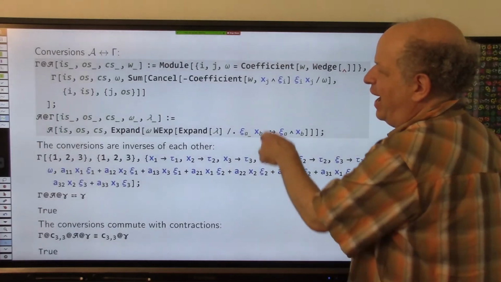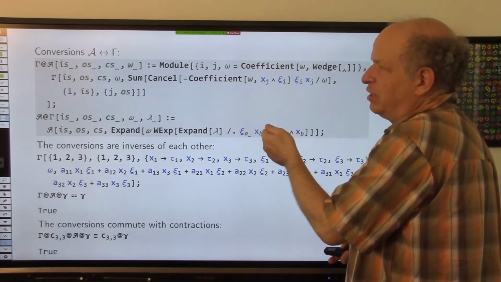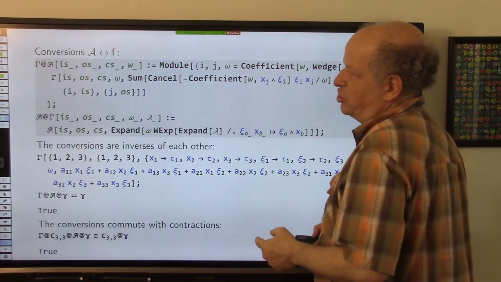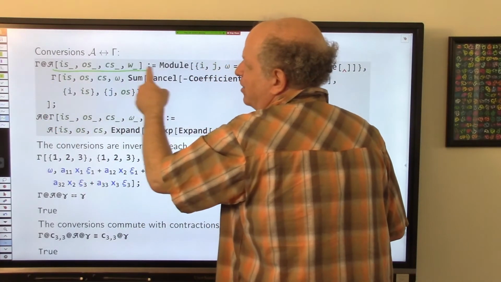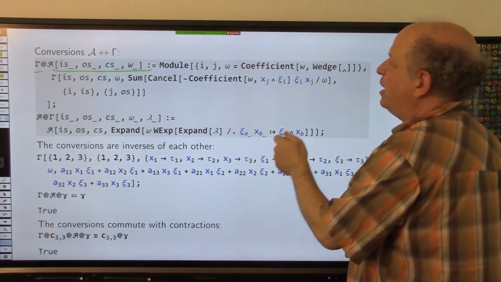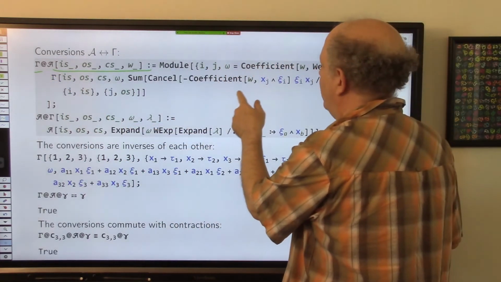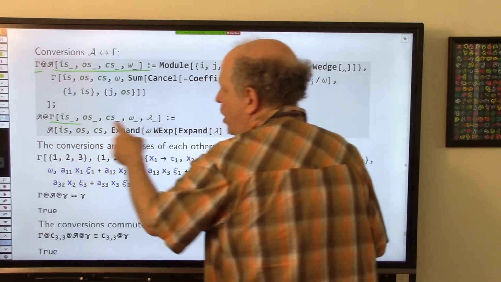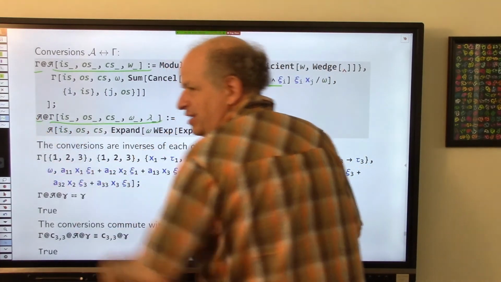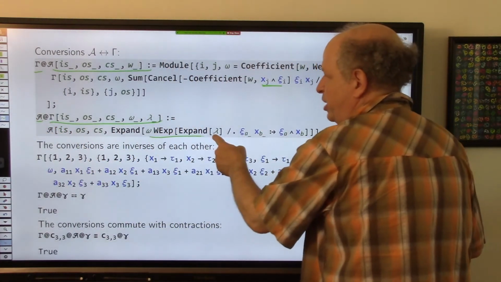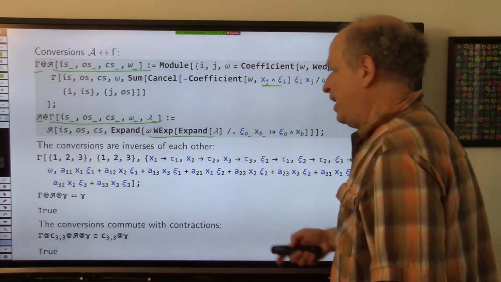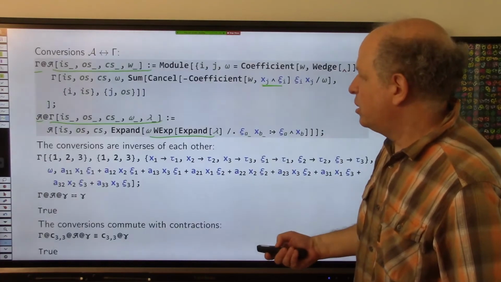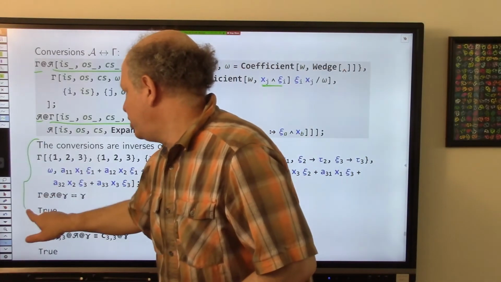And in fact, I've even added a routine for conversions between A calculus and gamma calculus. So if you have an A object, its gamma is obtained by just looking at the coefficients of the quadratic things. And if you have a gamma object and you want to find its corresponding A object, you just exponentiate. And you can check that the conversions are inverses of each other.